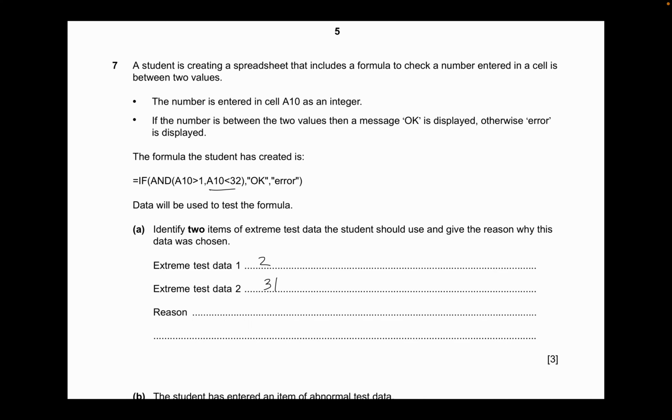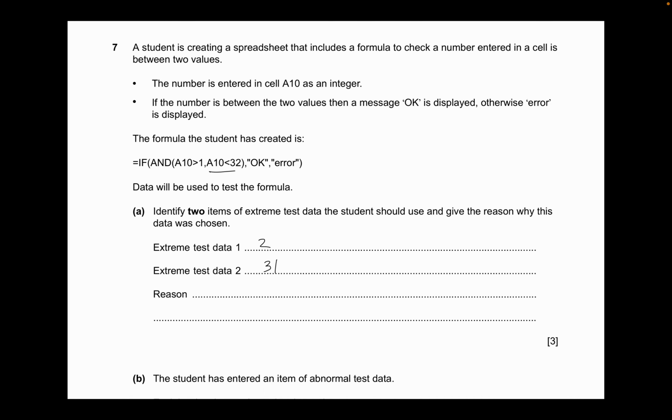Remember, if they had put it as less than or equal to, you could have used that certain value. Okay, in this case, it's just going to be 2 and 31, which is going to be the extreme test data in these cases. Okay, now what is the reason why?